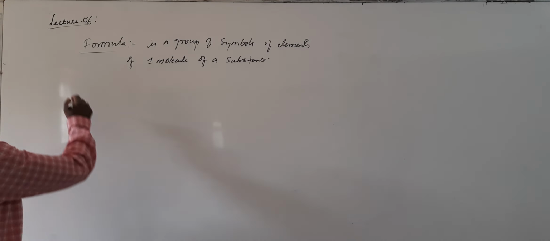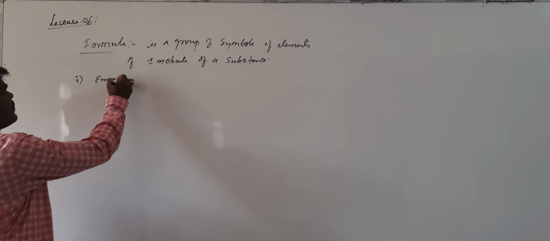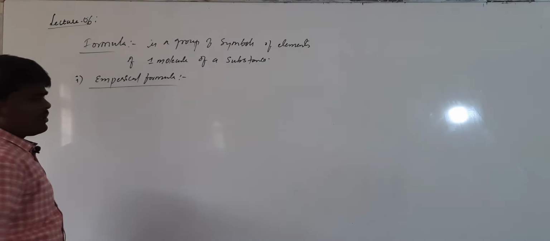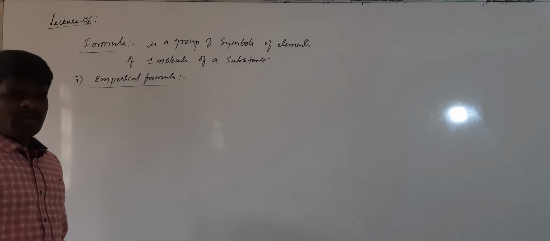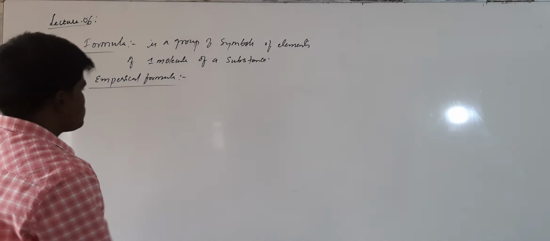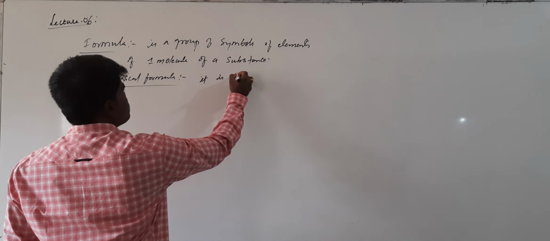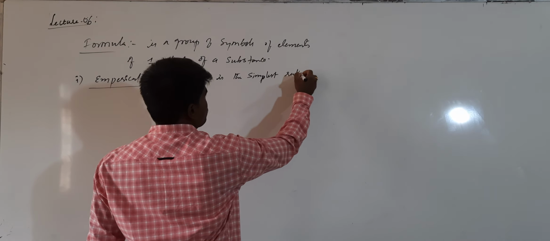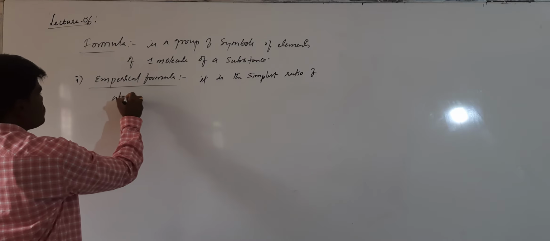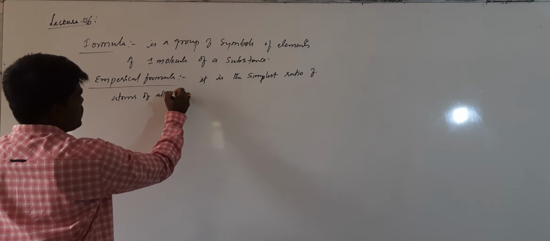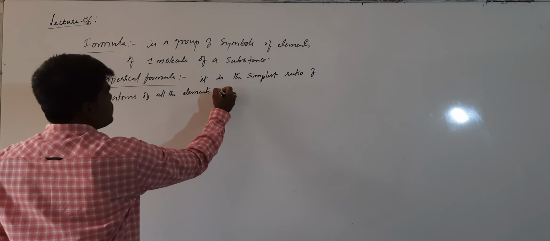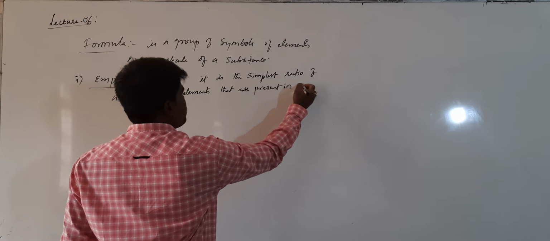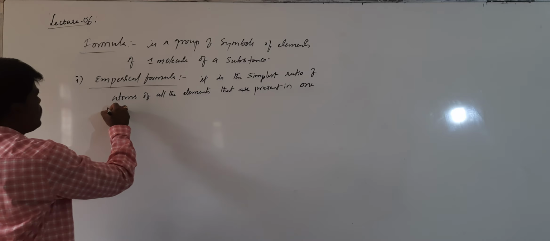Basically, there are two types of formulas. The first type is called the empirical formula. Now, empirical formula is a type of formula which generally represents the simplest ratio of atoms of all the elements that are present in one molecule of a substance.